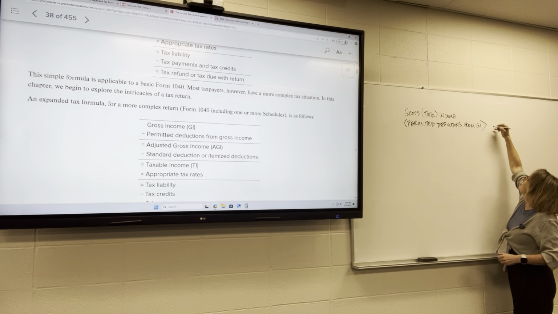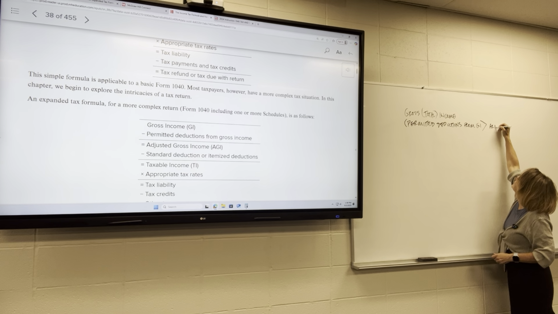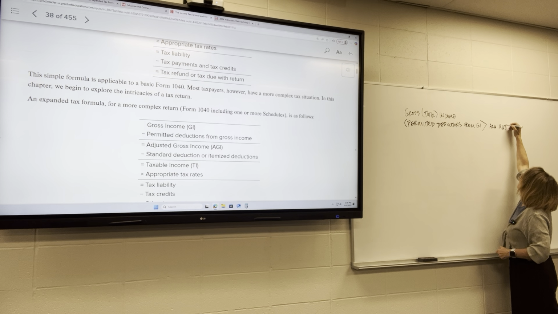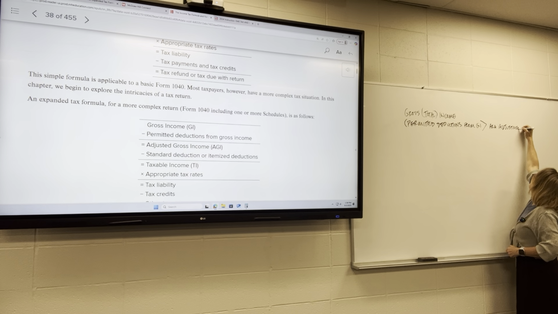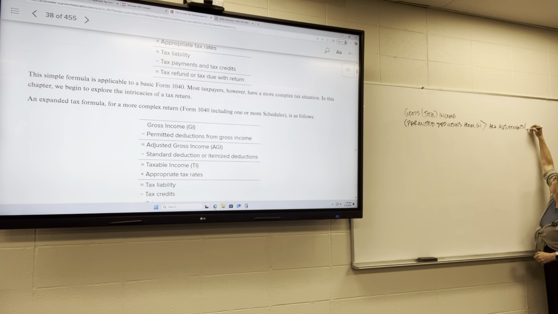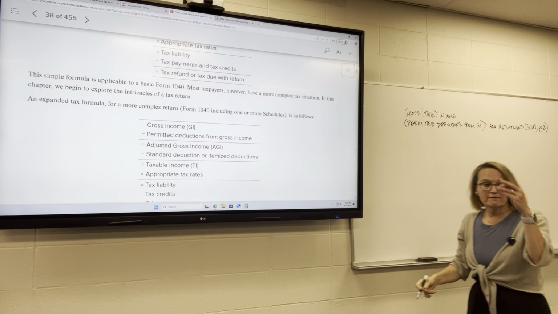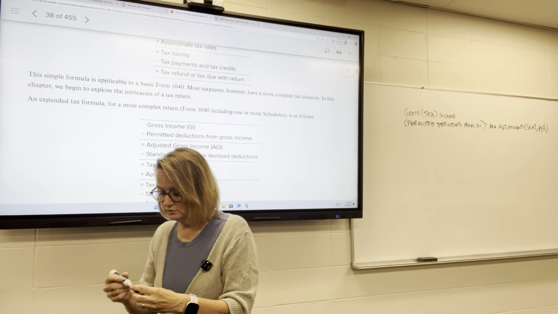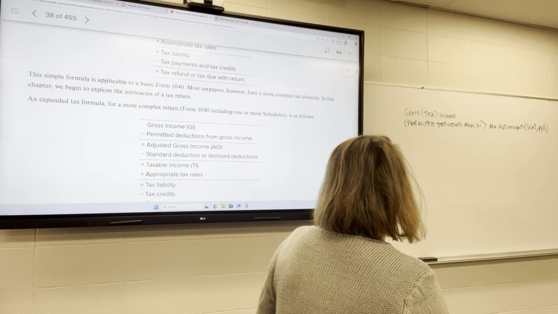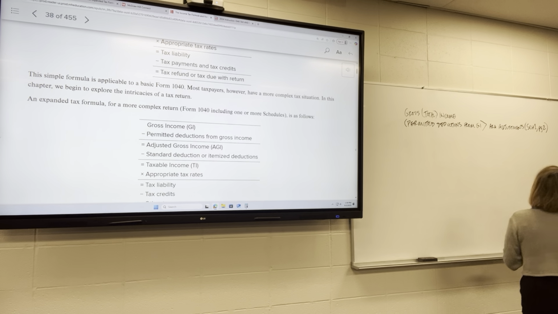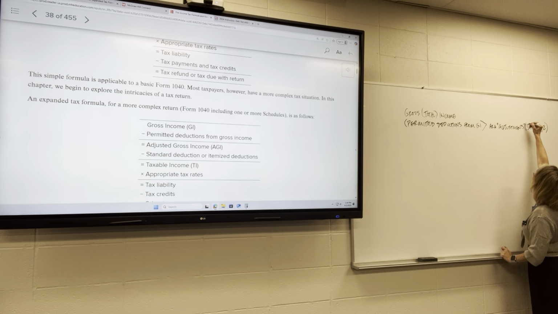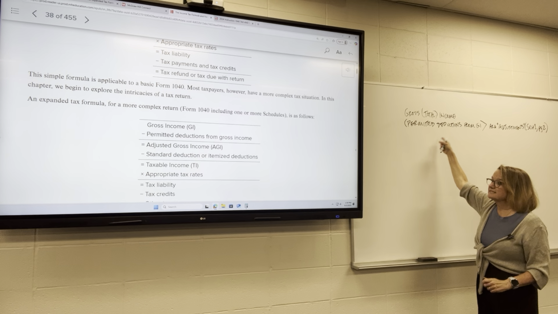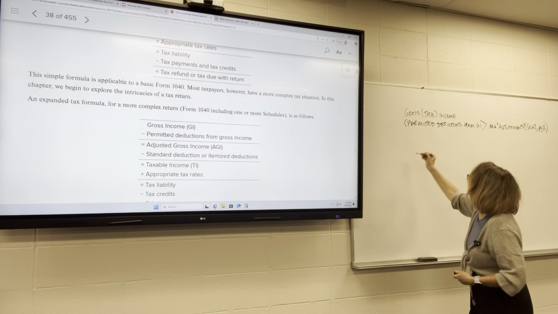All right. Now, these are otherwise known as adjustments, and they show up on Schedule 1, page 2. So they have their own form, or their own part of a form, where those show up. But they're called adjustments, okay? But it's a type of deduction, so it's a subtraction.